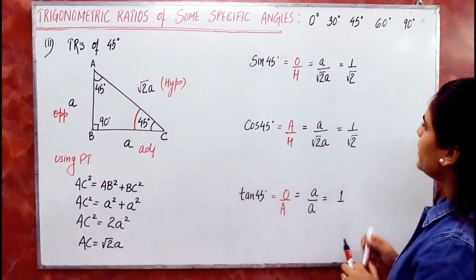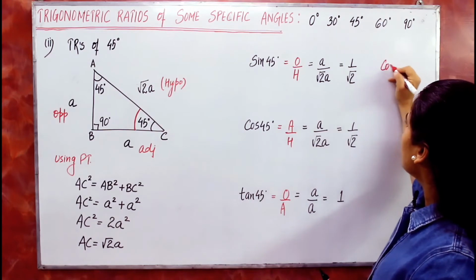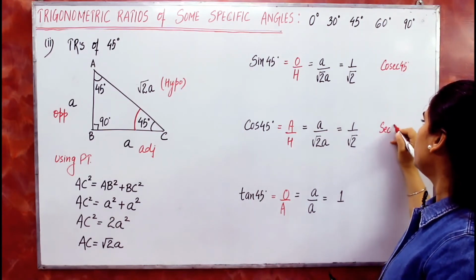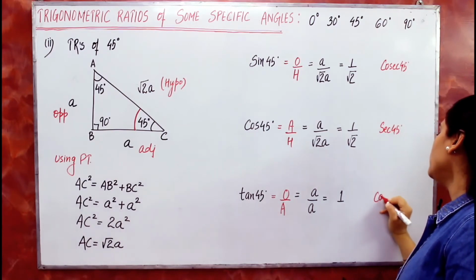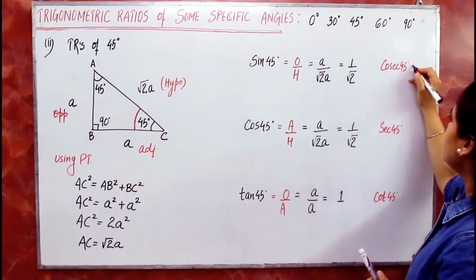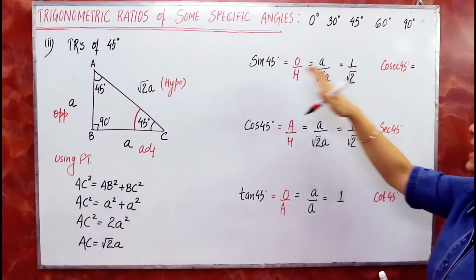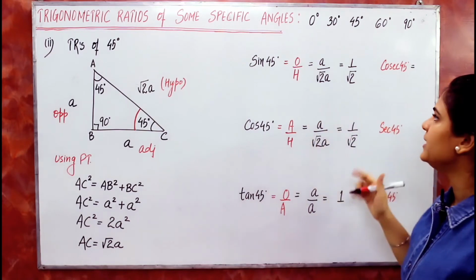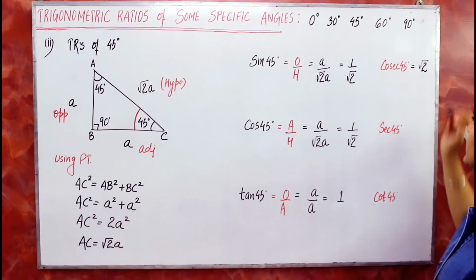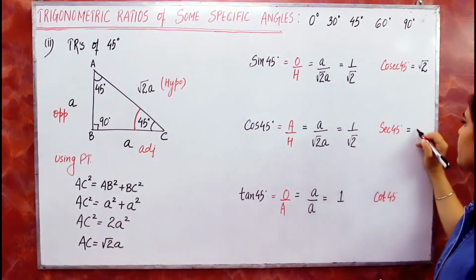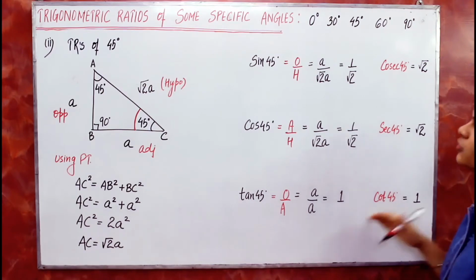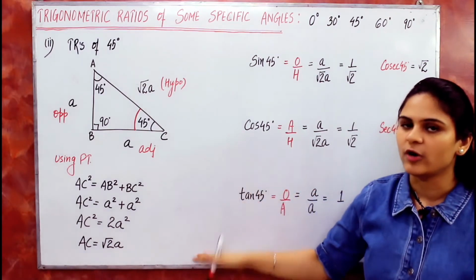We can find the values of cosec 45, secant 45 and cot 45 as well by taking their reciprocals, because sine and cosec are reciprocal to each other. Cosec 45 will be root 2 upon 1, that is root 2, and secant 45 is root 2, and cot 45 is equal to 1. So this way we can find trigonometric ratios for 45 degrees.